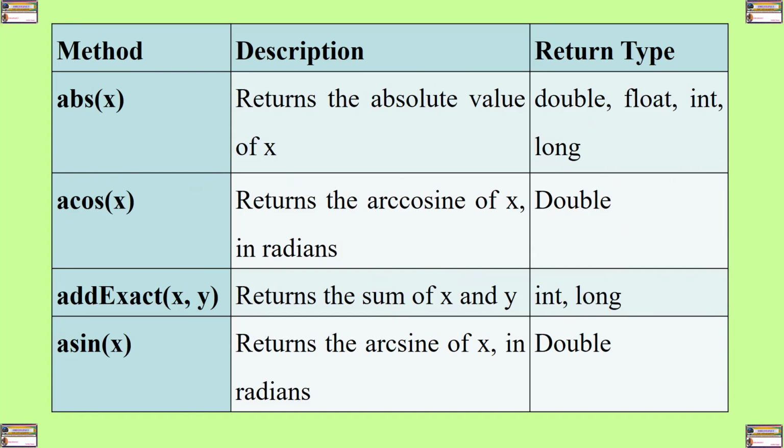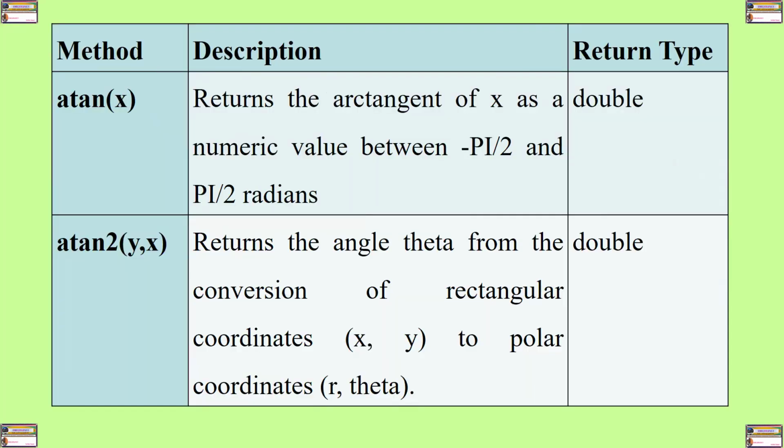Another method is asin. So if you pass to it a variable, for example, a variable x, it is going to return the arcsine of that variable, but in radians. And therefore, it returns a value of type double. Method atan.